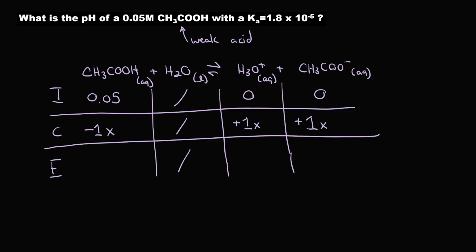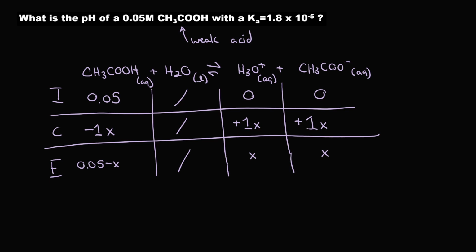The equilibrium line is pretty simple. It's just adding everything down in the column. So for the equilibrium line, it will be 0.05 minus X. It will be plus X and plus X as well. So this is our equilibrium line, or concentrations at equilibrium for all of our species.